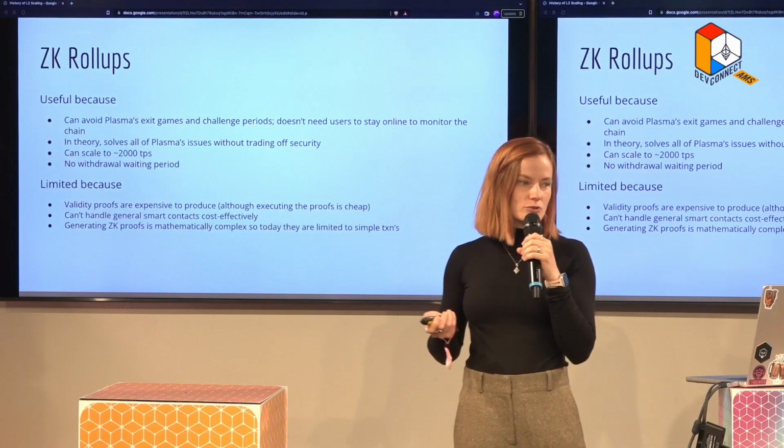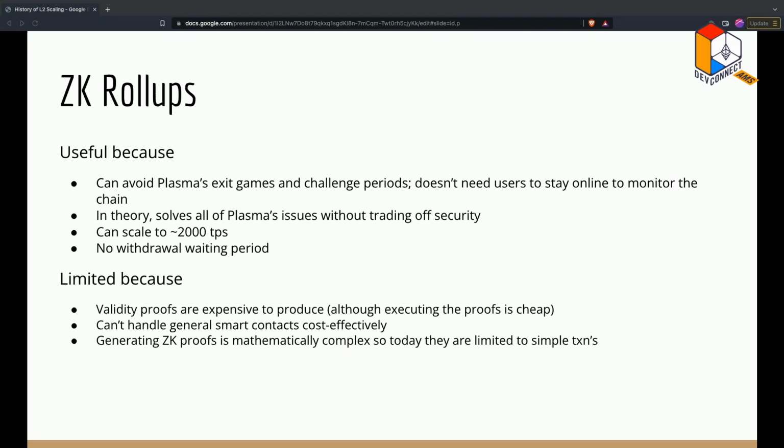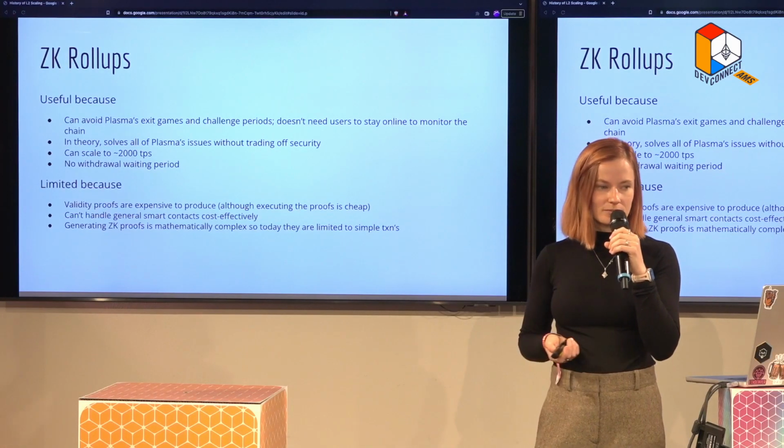ZK rollups are useful because they can avoid Plasma's exit games and challenge periods, and they don't need users to stay in line to monitor the chain. Very convenient. In theory, it solves all of Plasma's issues without trading off on security, which is also very cool. It can scale to about 2,000 TPS, and there's no withdrawal waiting period.